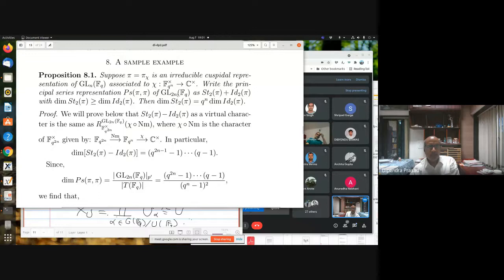Whereas here we were looking at the principal series. But this kind of Deligne-Lusztig induction from an anisotropic torus is claimed to give you Steinberg pi minus identity pi. And we know the dimension of the Deligne-Lusztig representation. There is a dimension formula, and the dimension formula gives you this. On the other hand, the dimension of the principal series, which is also a Deligne-Lusztig, you apply Deligne-Lusztig's dimension formula, so you get that, and take the ratio.